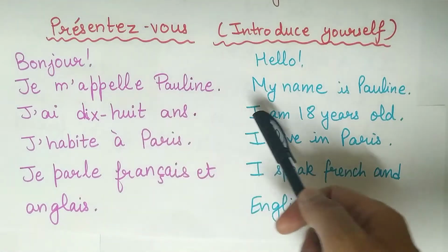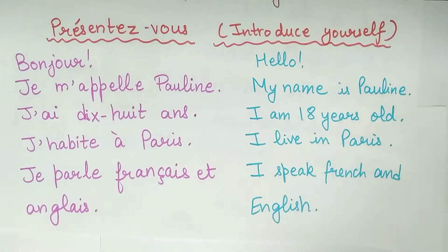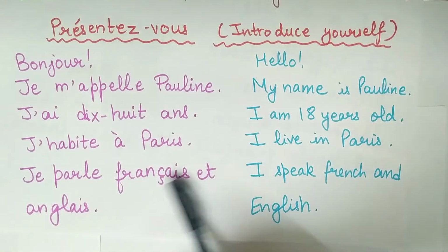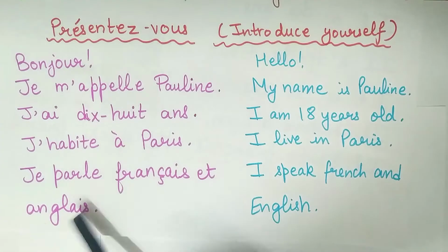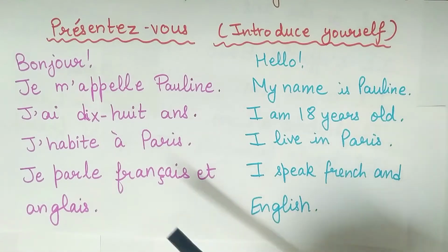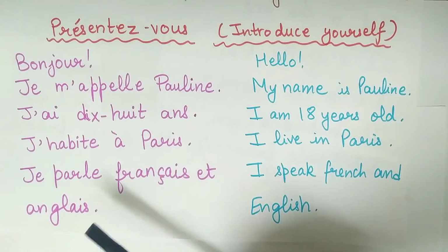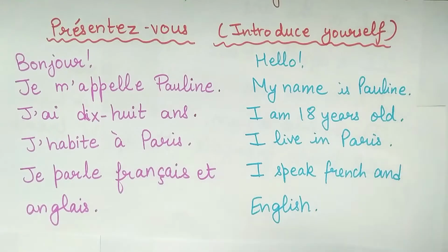You can add your own city also over here. Next we have je parle français et anglais, which means I speak French and English. So French in French will be français and English is anglais.